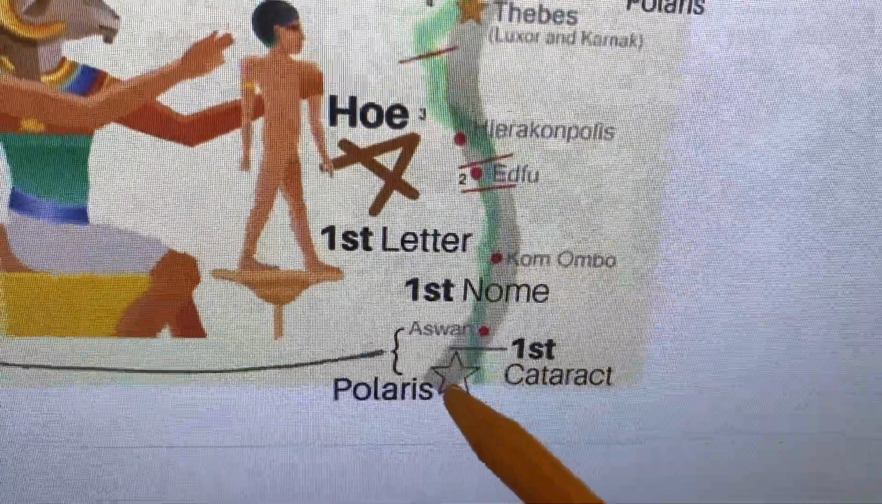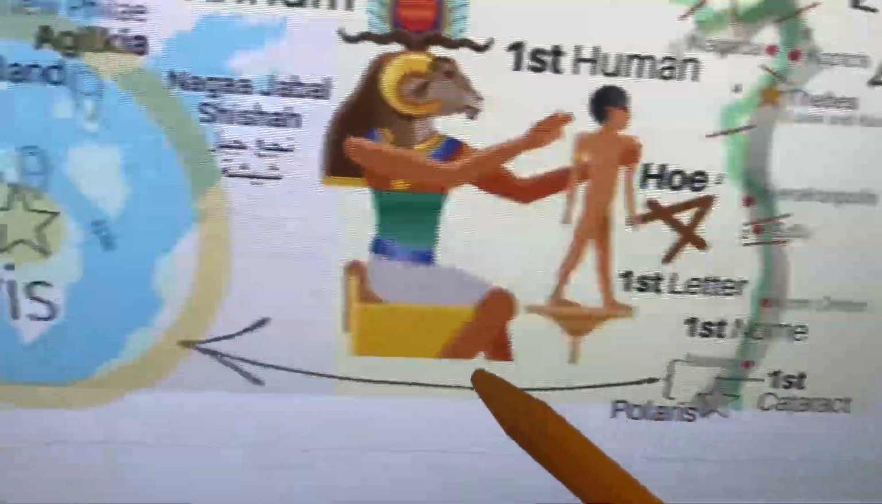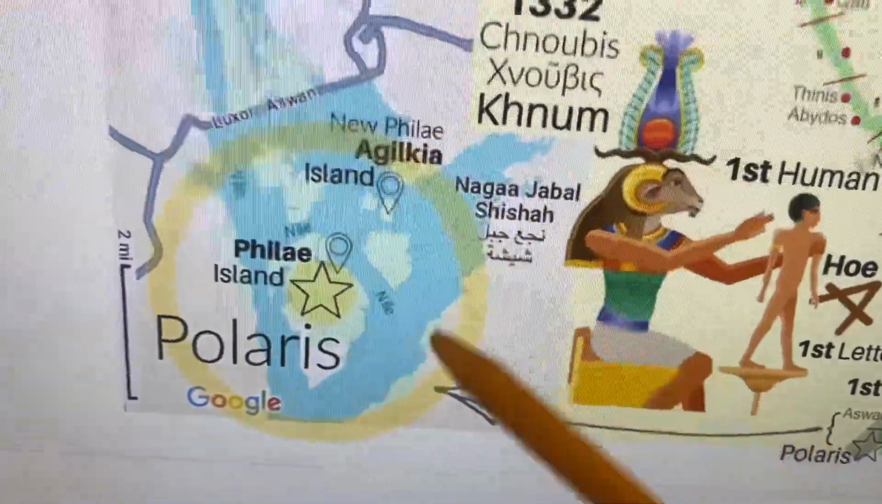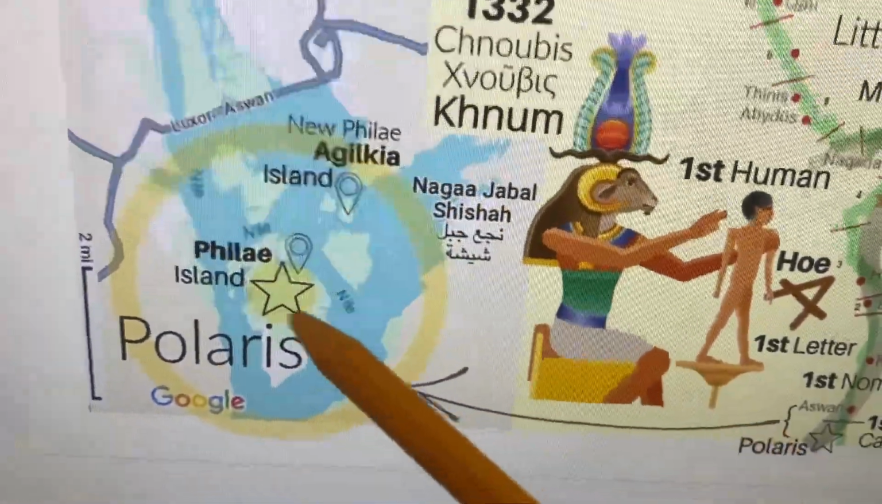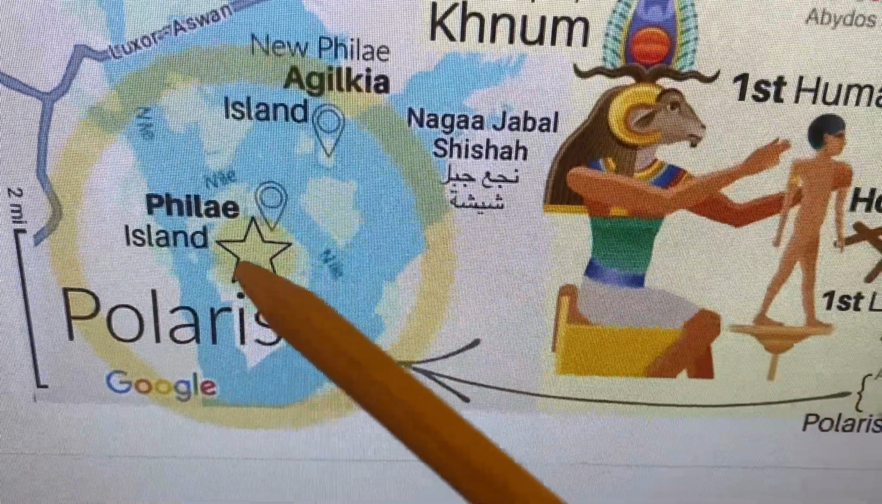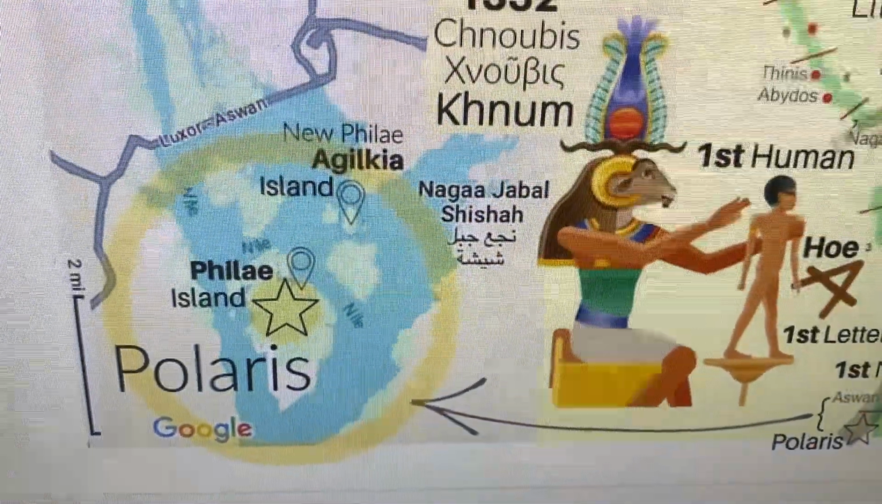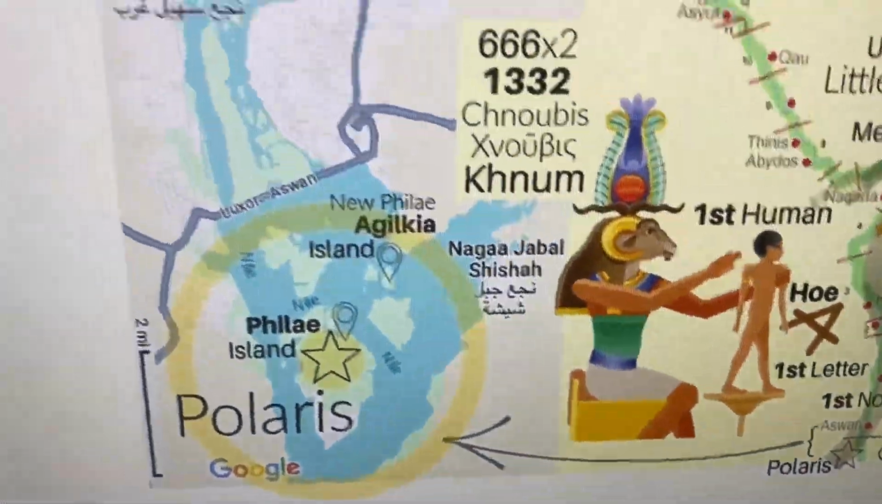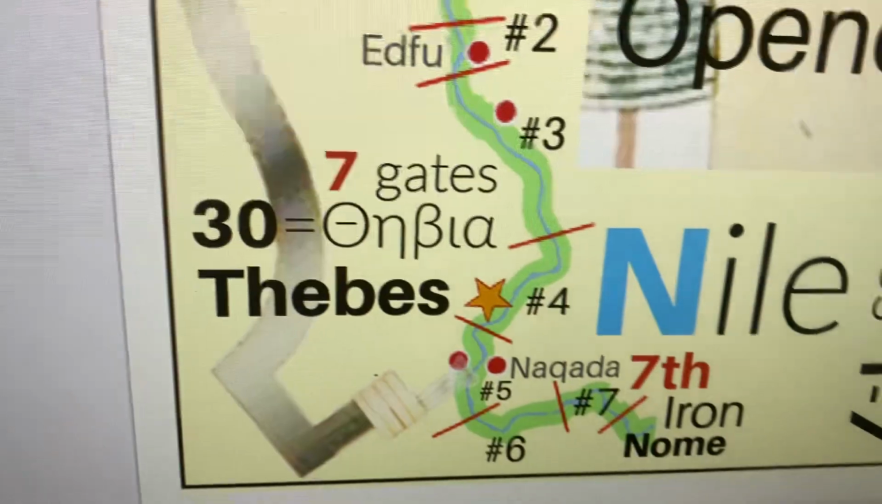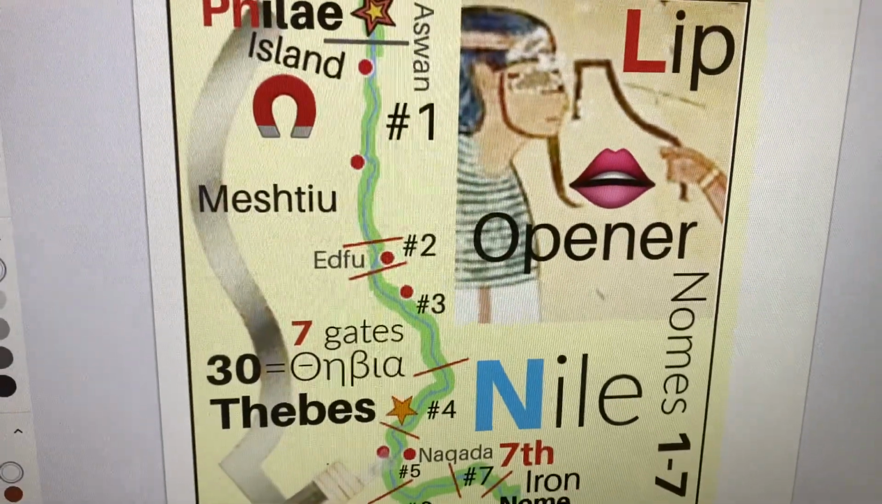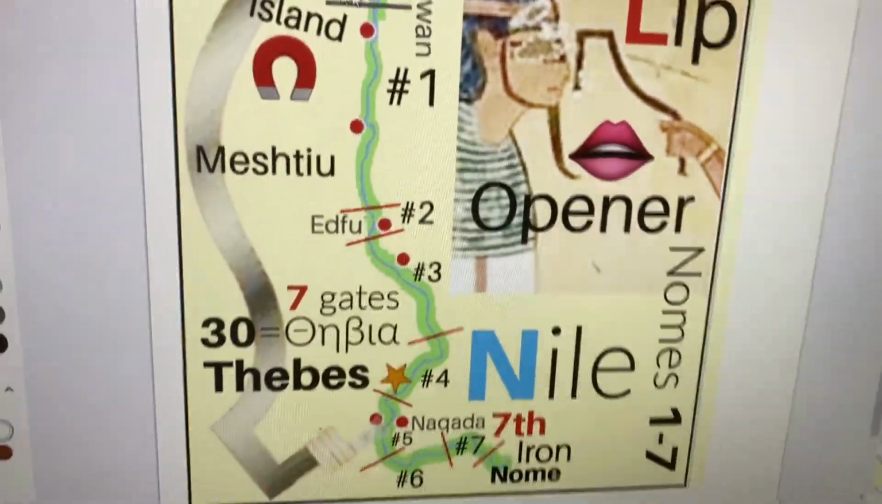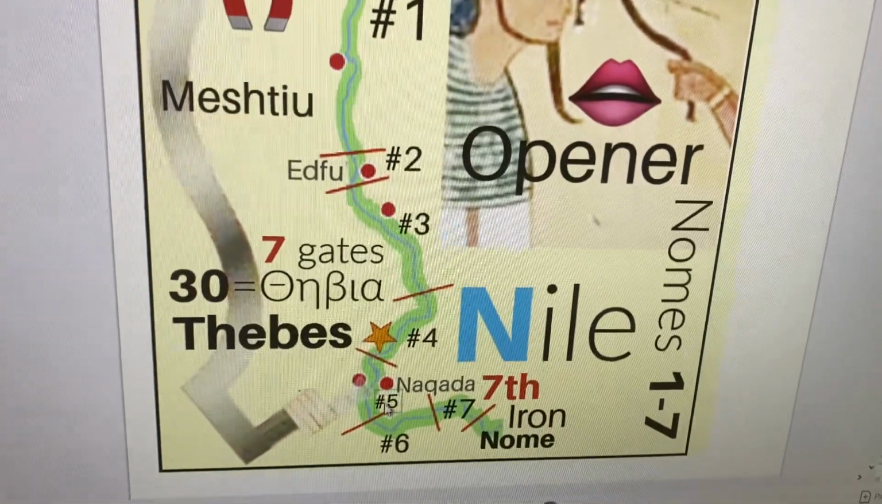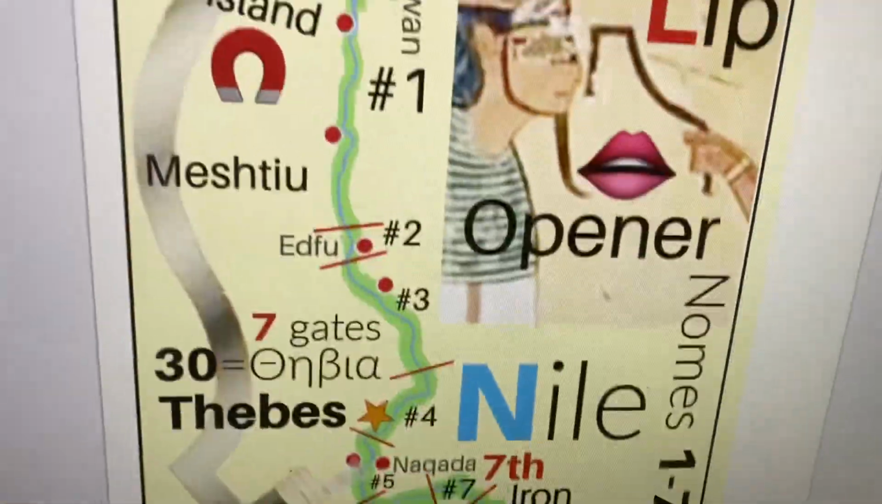And then right here is Philae Island. And it's right over here. This is the New Aswan Dam. Right now the island is submerged. But originally, so here's the same letter inverted, but north is facing downward, so we can see the letter L shape.